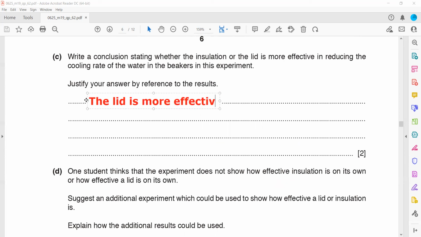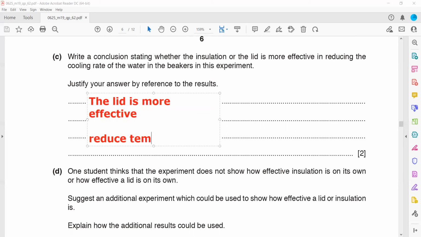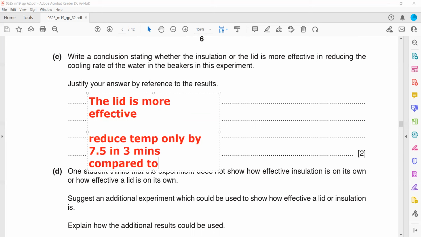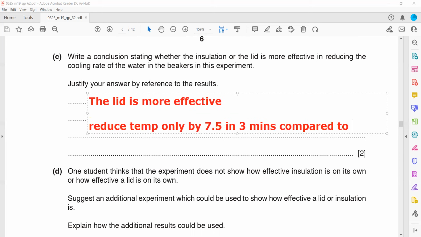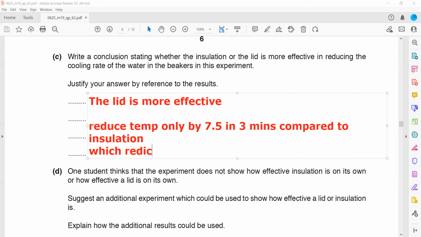And why is the lid more effective? Because it reduces temperature only by 7.5 degrees in 3 minutes compared to the insulation, which reduces the temperature by 14.5 degrees in 3 minutes. So that's how we justify our answer with reference to the result.